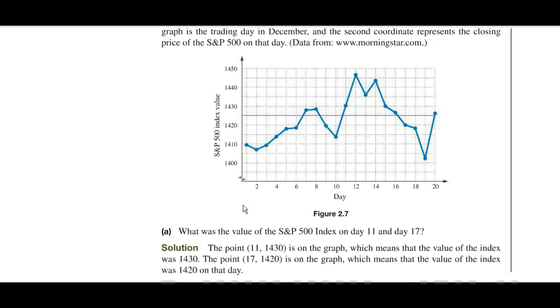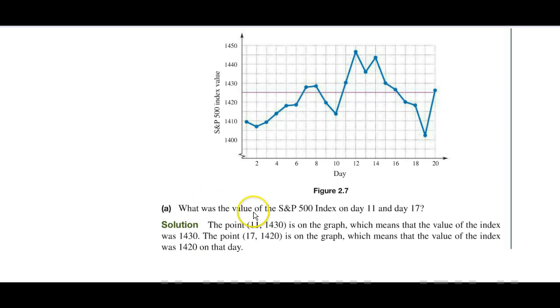So here are some questions. What was the value of this on day 11? You would go to day 11, go up to here, and this one's right on the grid line, so you would just go right over there and read it. Okay? So the ordered pair for that day would be 11, comma, this. And that's what they're showing you down here. And then for day 17, the same. At least these are right on the grid lines there.